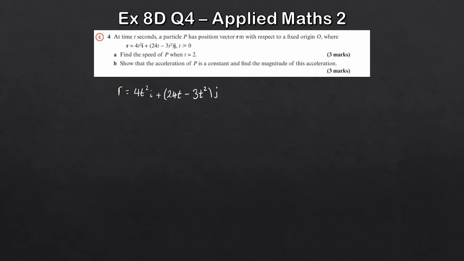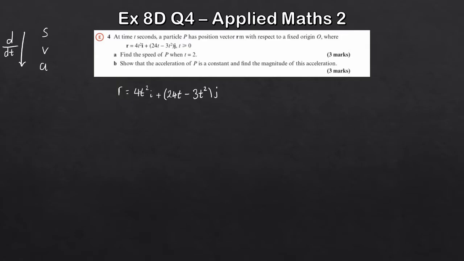So we want the speed of P when t is equal to 2. However, we're starting with the position vector. So remember again, S, V and A. We're going to go downwards here. If we're starting with S, or r in this case, and we want V, we know, remember, over on the left hand side, we differentiate, okay?